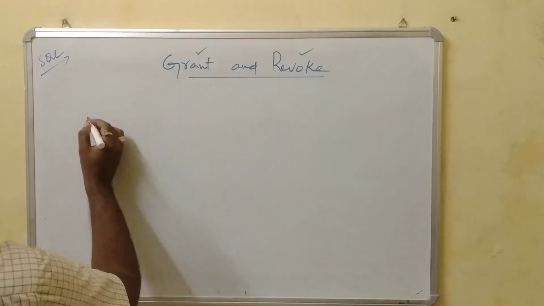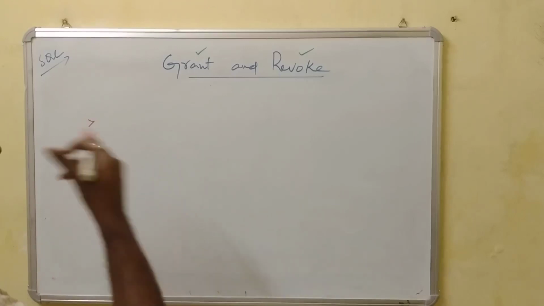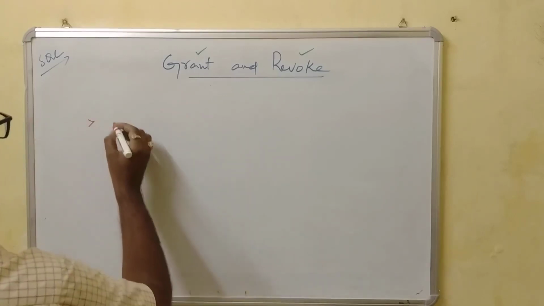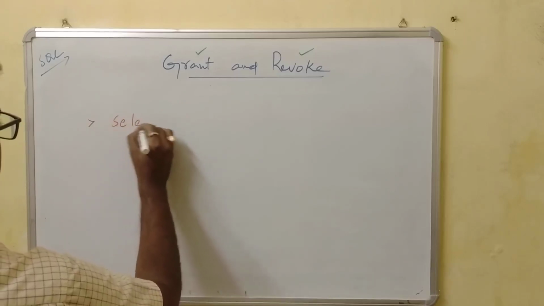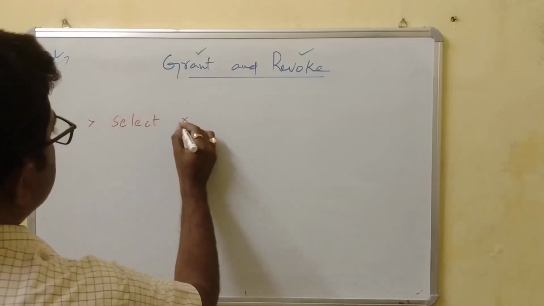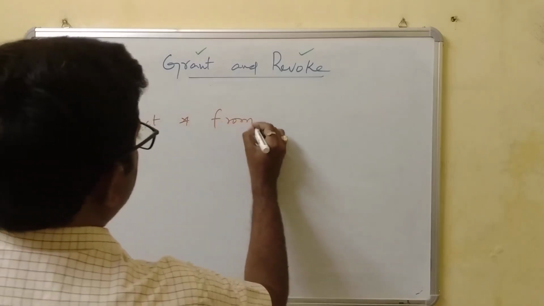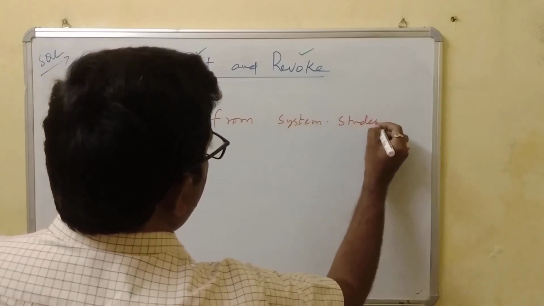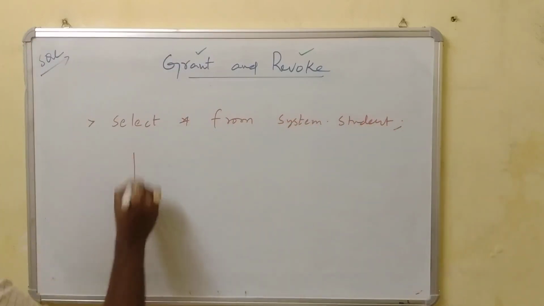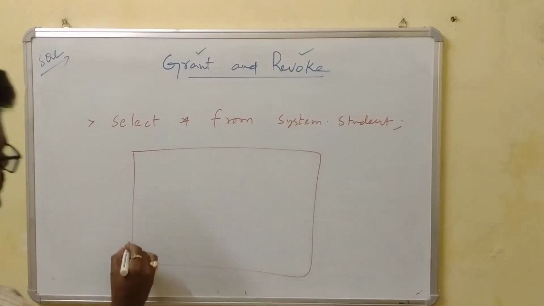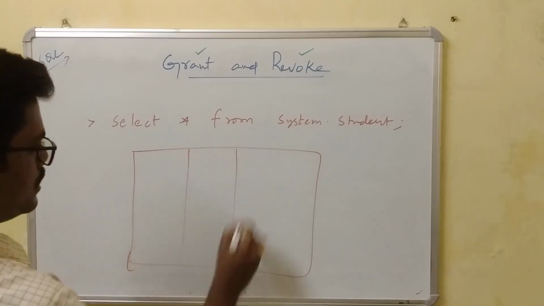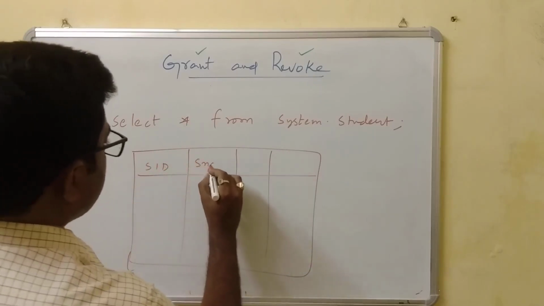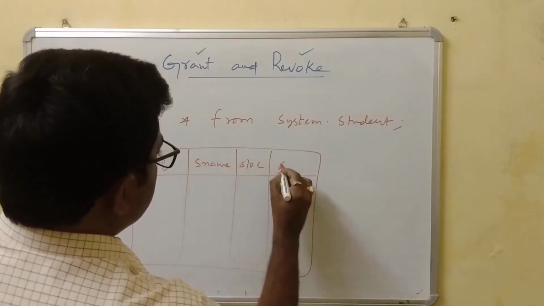In this TBK user, we are going to access the table which is there on the system database, right. How to get that? Select star from system.student. Then the complete student table is going to be displayed from the user: SID, S name, S location, S age.